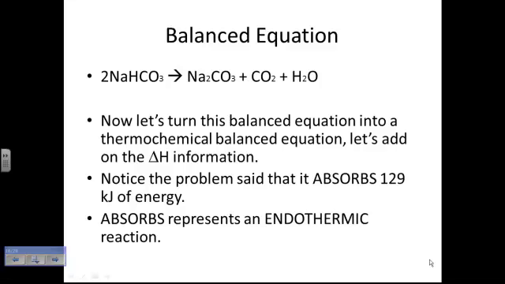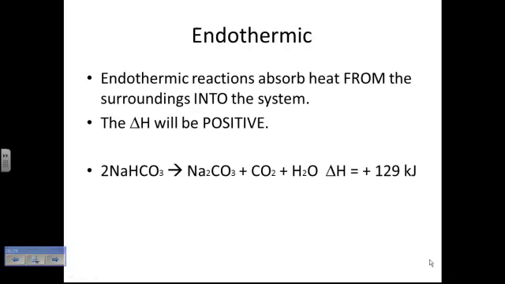Our balanced equation needs to turn into a thermochemical equation, and that simply means add on the delta H information, the heat of reaction, to the end of our chemical sentence. Notice that the problem said it absorbed 129 kilojoules of energy. Absorbing represents an endothermic process. Endos have a positive delta H symbol. We're absorbing heat into the system. To turn our balanced chemical equation into a balanced thermochemical equation, we simply tack on the delta H information to the end of our chemical sentence.